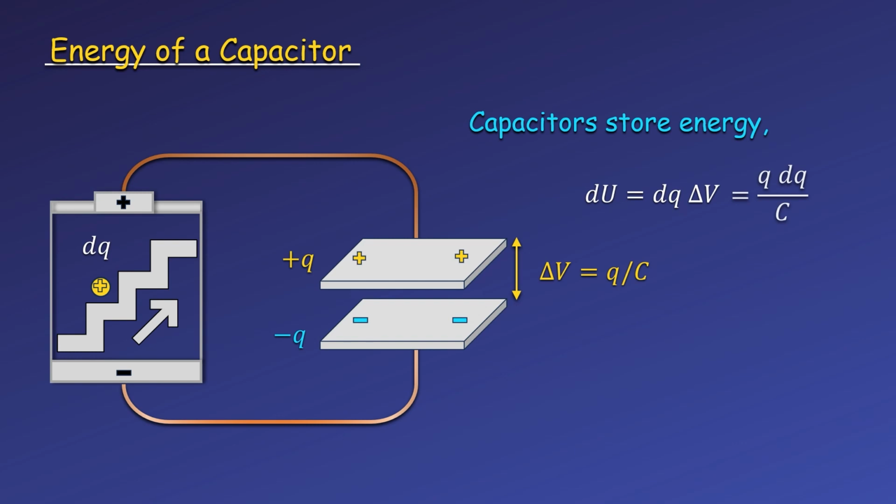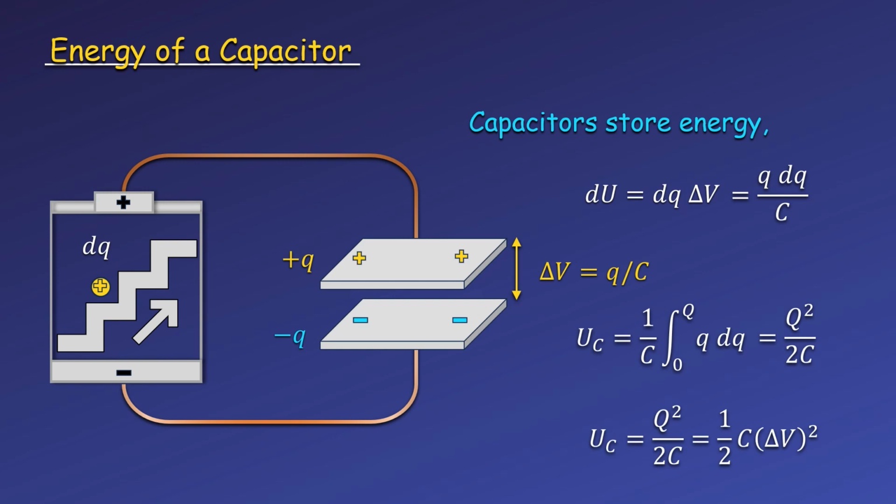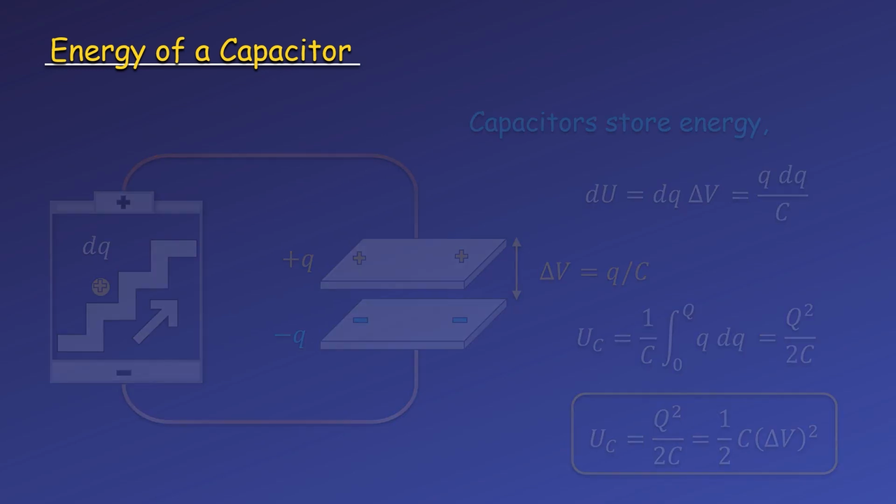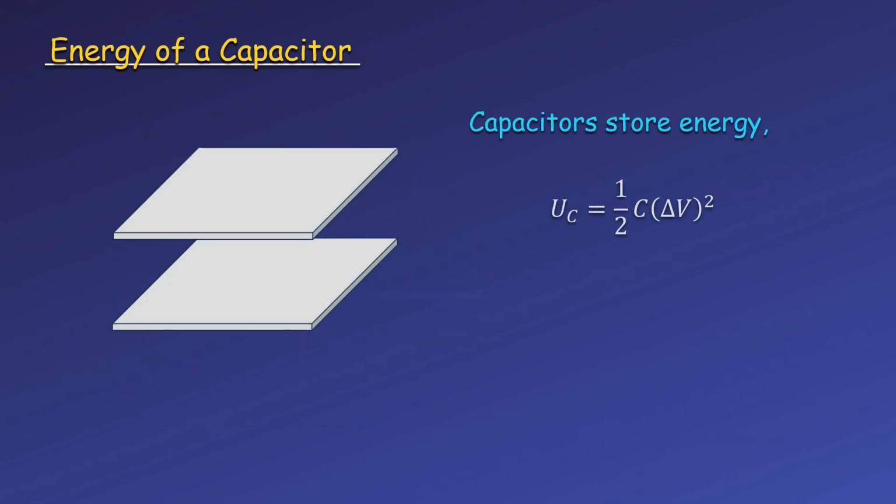Now that we know how to express a small amount of potential energy, we can get the total potential energy by integrating over the total charge that gets moved onto the capacitor. This gives the charge squared over 2 times the capacitance. We can also rewrite this by substituting charge equal to capacitance times voltage, which again is just rearranging the definition of capacitance. In this case, the energy is equal to 1/2 the capacitance times the voltage squared. So if we know the charge and either the capacitance or the voltage, we can find the total energy stored by the capacitor. We say this energy is stored in the electric field produced by the capacitor.